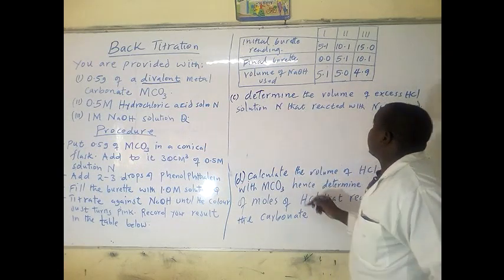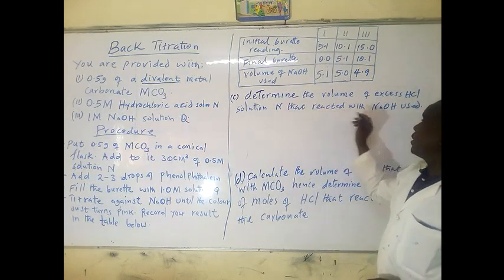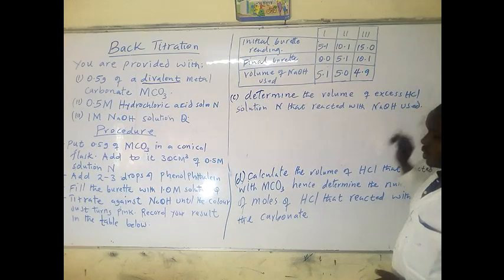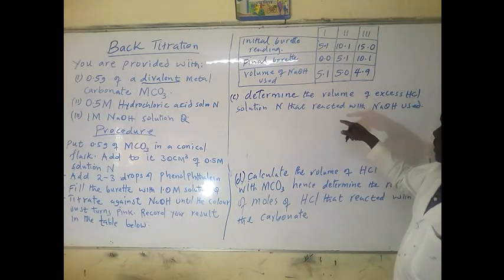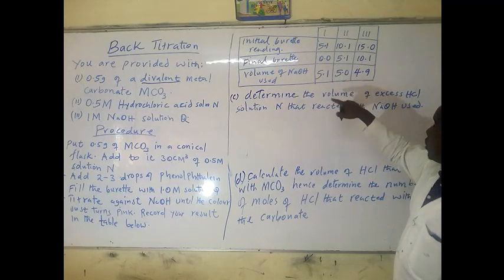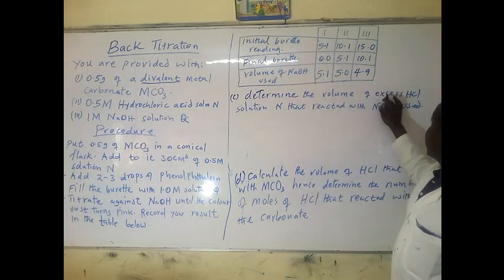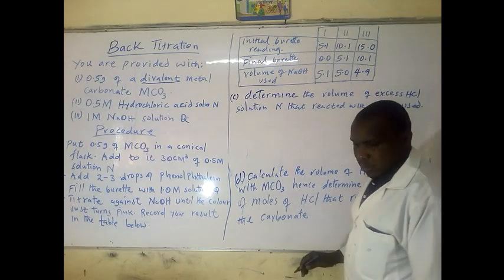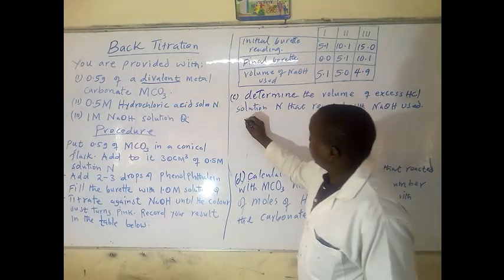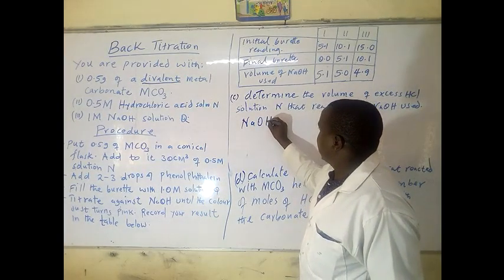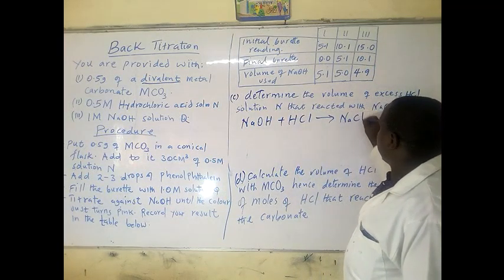Part C, determine the volume of excess hydrochloric acid solution N that reacted with sodium hydroxide used. Remember, the acid that reacted with sodium hydroxide, the average volume that we obtained, is the acid that was in excess. So we are asking you to calculate the volume of the excess acid. But remember, from our previous, we have the number of moles of the base that was reacted. Therefore, what is reacting here is sodium hydroxide plus HCl, which gives us sodium chloride plus water.